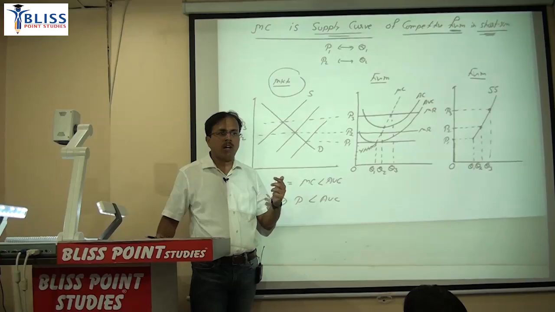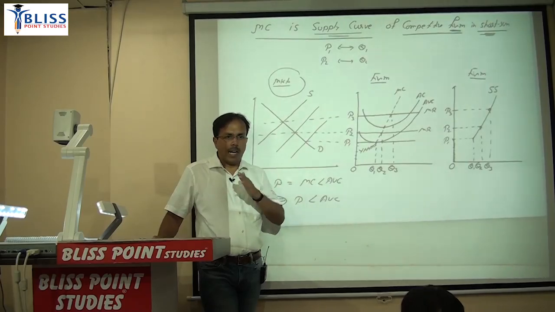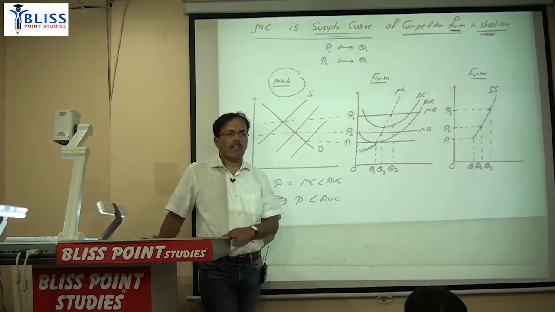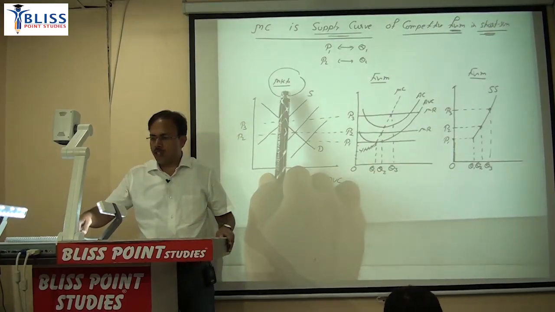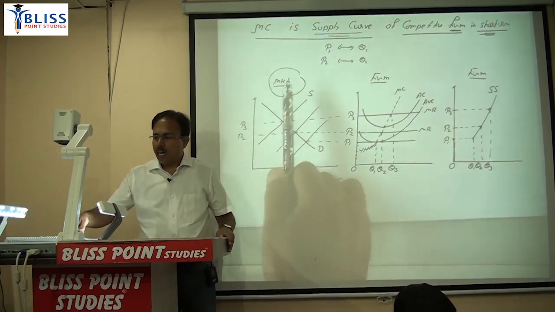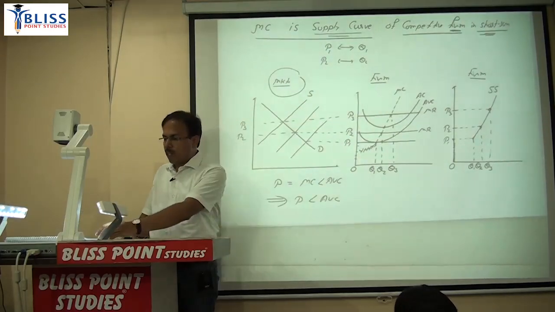But when I say long run, it means everything is variable, nothing is fixed, and firms can enter or leave the industry. So now the focus is on explaining the industry supply curve, and that too in the long run. So your heading is now different: long run supply curve of industry.